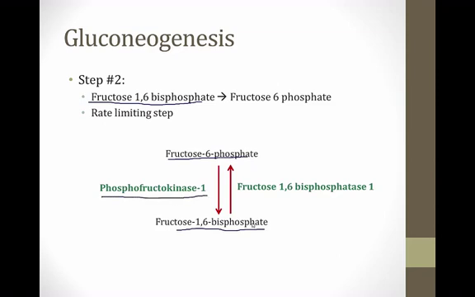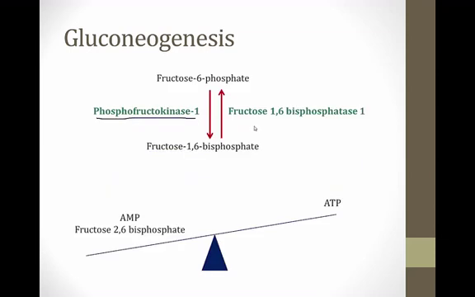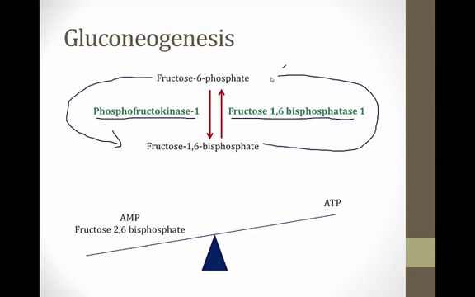The enzyme for the reverse process in gluconeogenesis is called fructose 1,6-bisphosphatase 1. And just like PFK1 was the rate-limiting step for glycolysis, fructose 1,6-bisphosphatase 1 is the rate-limiting step for gluconeogenesis. Because these two enzymes are the rate-limiting steps of glycolysis and gluconeogenesis, their relative activity determines whether molecules will flow in this direction or in the opposite direction.